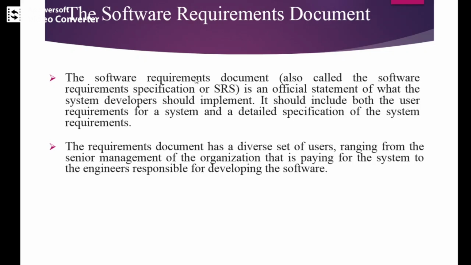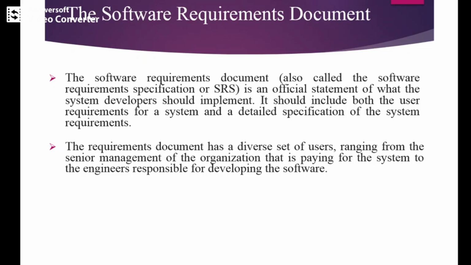So the software requirements document mainly contains what? The requirements list. It is an official statement of what the system developers should implement. It mainly tells what the software developers should implement. It should include both the user requirements for a system and a detailed specification of the system requirements. So mainly the SRS specifies all the requirements, and these requirements tell what type of system should be developed.